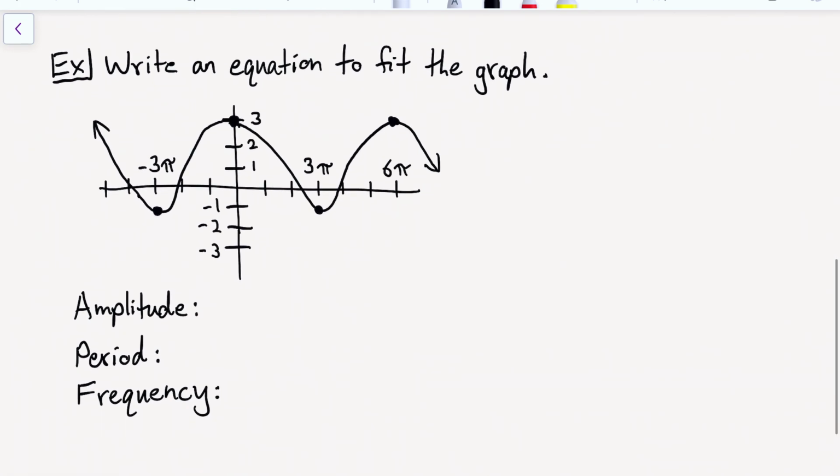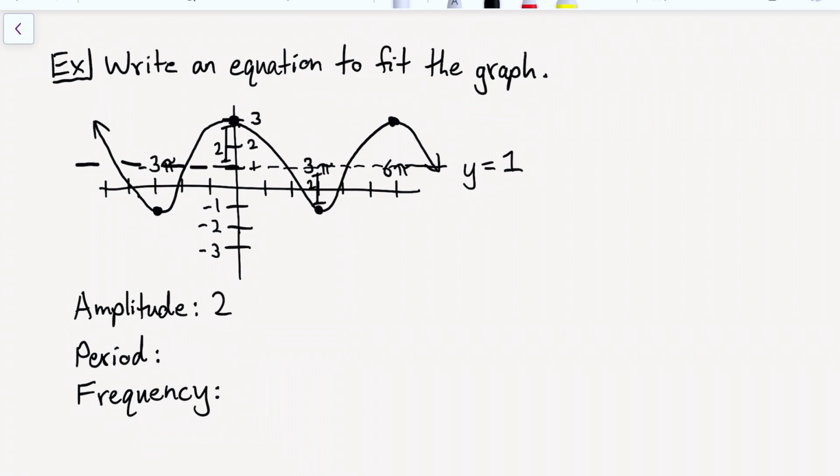Second example, let's write an equation to fit the following graph. I want to note some things about this graph. First, the midline does not appear to be y equals 0. This graph is centered around the horizontal line y equals 1. So we need to note there's a midline at y equals 1, which means the whole graph was moved 1 unit up. The amplitude, the height above or below the midline, is 2 units.